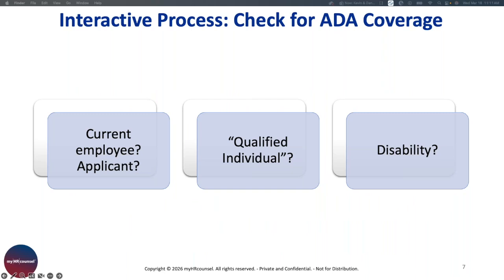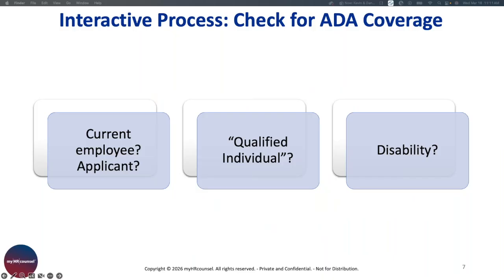That plays into when you're looking at the interactive process. Is the person a qualified individual? Additionally, does the person have a disability? Again, a disability is a physical or mental impairment that substantially limits one or more of the major life activities of an individual, or they have a record of that type of impairment. So that's one of the things that you're going to consider with starting the interactive process.